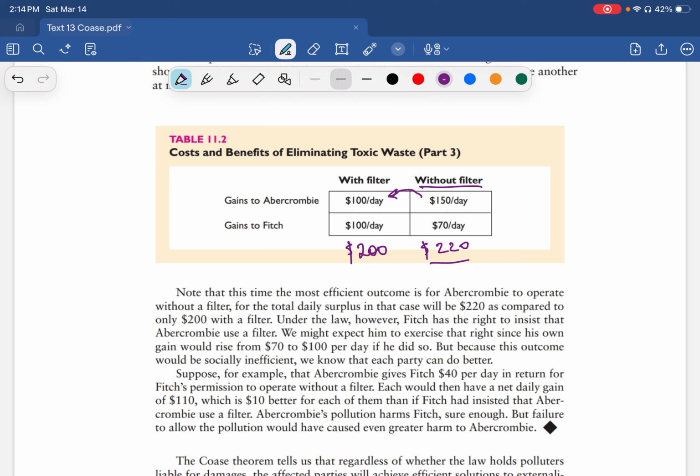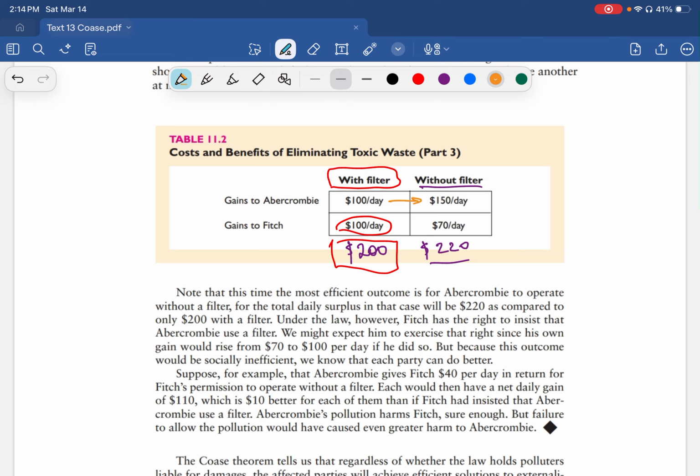Let me make it more clear. So we know that Fitch will pick this one, right? Again, because 100 is better than 70. And so if we just leave things the way they are, it will be inefficient. Now, let's see how Abercrombie can encourage Fitch to do the right thing.